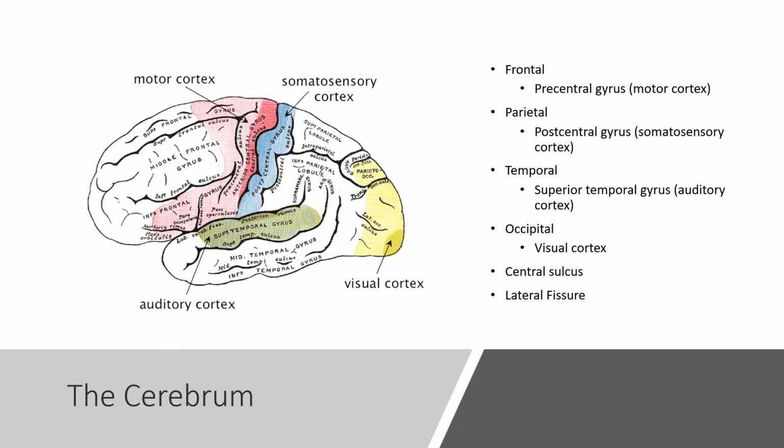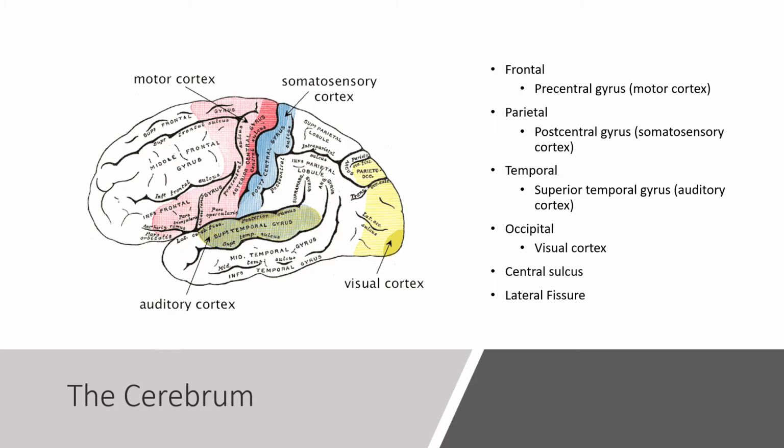Your frontal lobe, for instance, contains your precentral gyrus. This is your primary motor cortex. Your parietal lobe contains the postcentral gyrus, which is your somatosensory cortex. Your precentral gyrus and postcentral gyrus are divided by what's called a central sulcus.